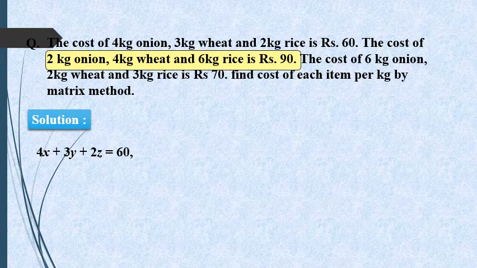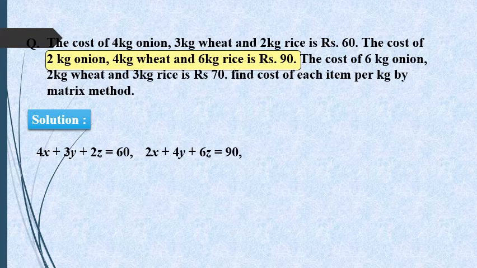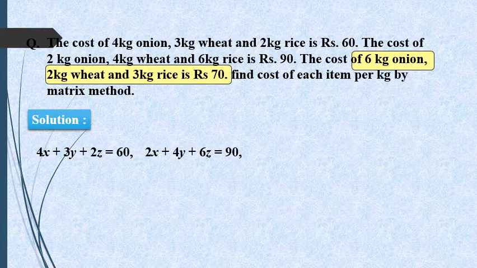Similarly, the cost of 2 kg onion is 2x plus cost of 4 kg wheat is 4y and the cost of 6 kg rice is 6z, which equals rupees 90. Similarly, we get the third equation for 6 kg onion, 2 kg wheat and 3 kg rice, which is equal to 70. So further again we need to continue the procedure of matrix method.